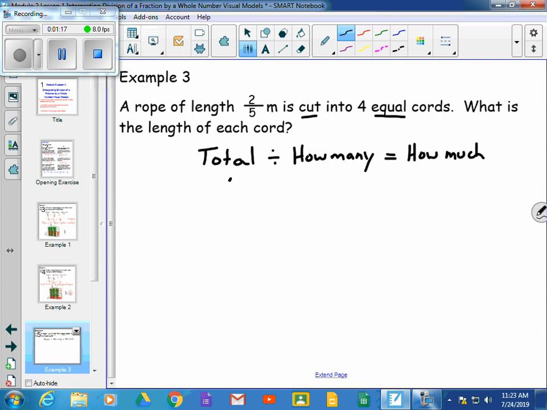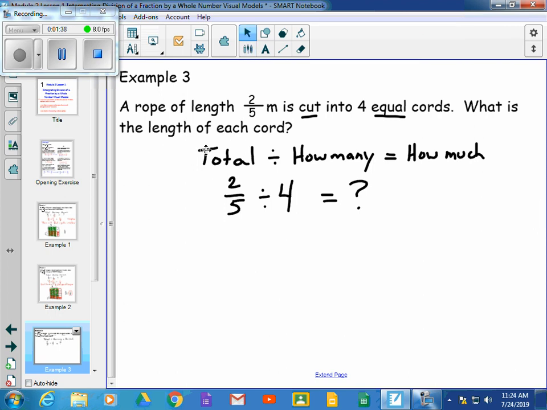I start out with 2/5 of a meter. I'm going to split that into 4 equal pieces. We're going to find out how many or how big is each piece.